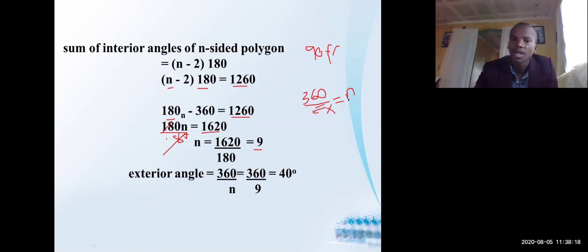So for us to get now the exterior angle, we have the n, which is 9, so it will be 360 over the n, which is 9. So if you do it like that, you will be able to get the exterior angle to be 40 degrees. So I hope you have understood that very well.